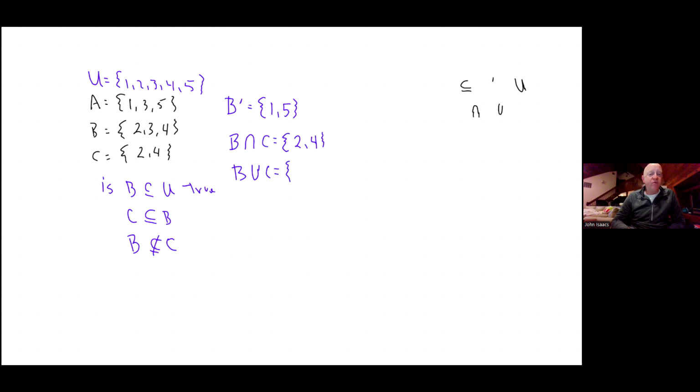So 2, 3, 4. Now, what's weird here is that the intersection of B and C also happens to be equal to C. I drew that not very well. Those intersections aren't supposed to have ends on them. The intersection of B and C is also equal to C, and that's because C is a subset of B. Because C is a subset of B, the intersection between them is the smaller of the two sets. So that's kind of a cool thing that's always true.